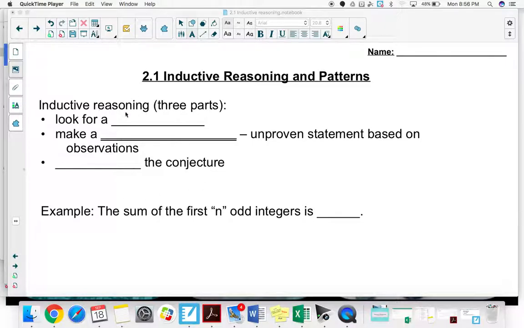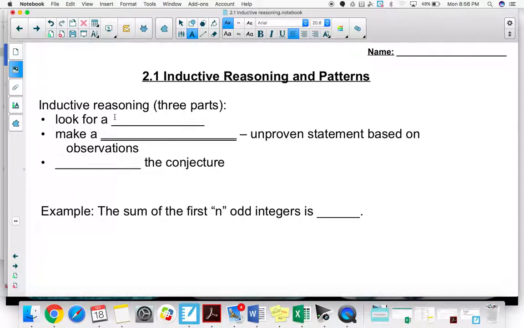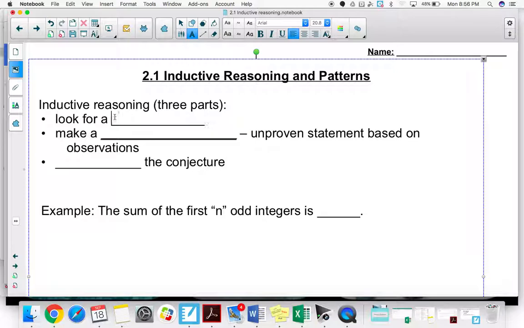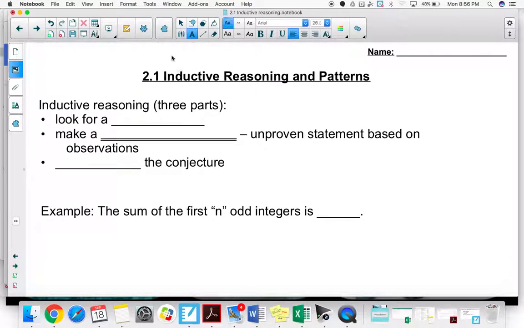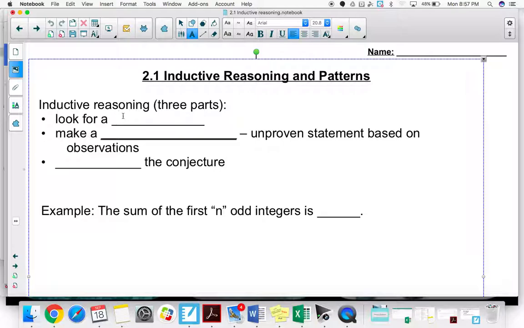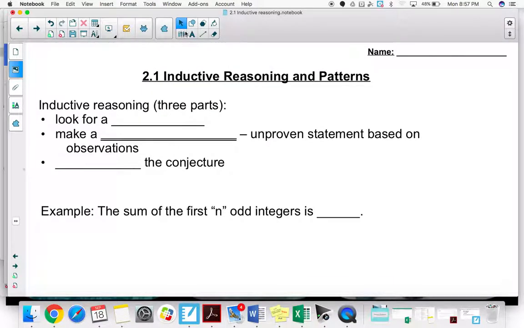So in the lab that we did, the first thing I asked you to do is look for a pattern. And that's really the first part of inductive reasoning. We're always looking for some type of pattern. So look for a pattern.